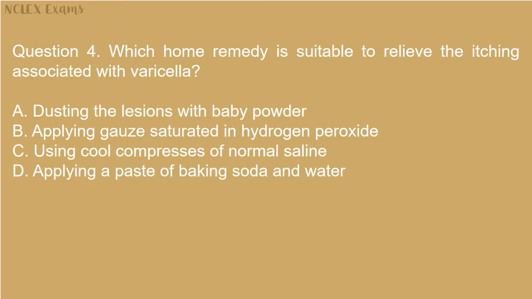Question 4. Which home remedy is suitable to relieve the itching associated with varicella? A. Dusting the lesions with baby powder. B. Applying gauze saturated in hydrogen peroxide. C. Using cool compresses of normal saline. D. Applying a paste of baking soda and water.